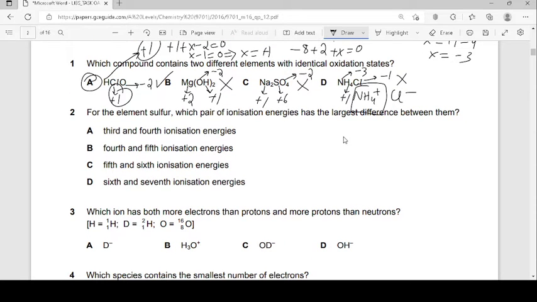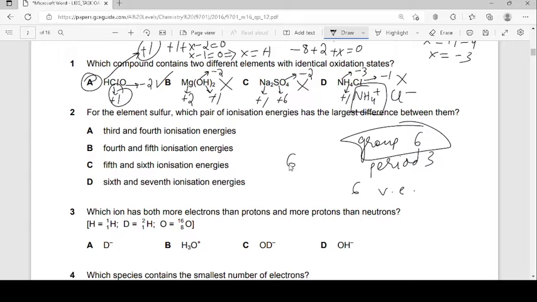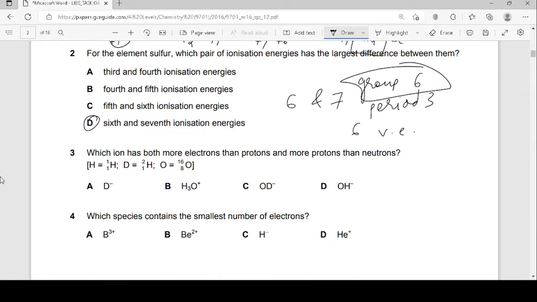Now, second question. For the element sulfur, which pair of ionization energies has the largest difference between them? So let me look at my periodic table. Sulfur is in group 6, or you can say group 16, and period 3. So group 6 means that it has 6 valence electrons, isn't it? So that means the biggest jump should be between the 6th and the 7th, right? Is that an option? That is an option. So that's my answer. That's B.